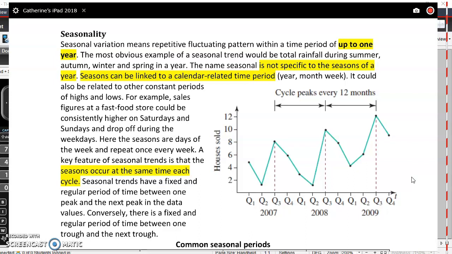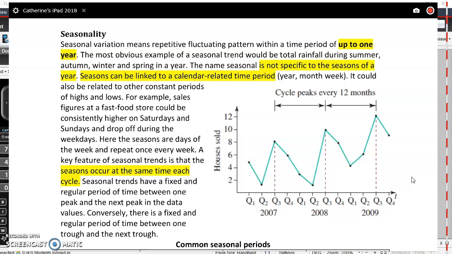So we're looking at the constant highs and lows. In the graph here, you can see I've got quarter 1, quarter 2, quarter 3, quarter 4. This is because we can think of the year being divided up into 4 quarters. We've got 12 months in a year, so 3 months in a quarter. The first quarter would be January, February, March. The second quarter would be April, May, June, etc.